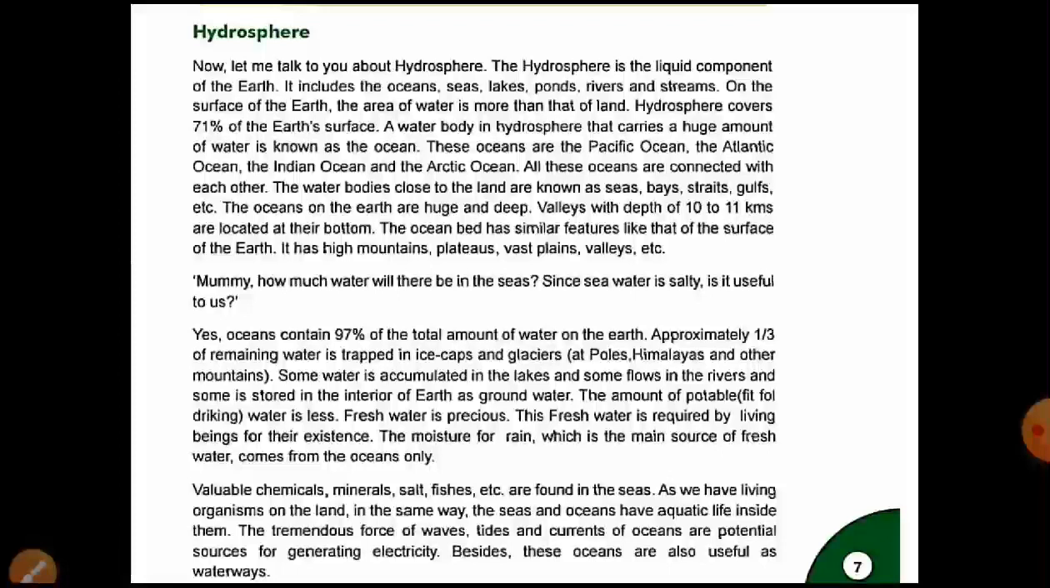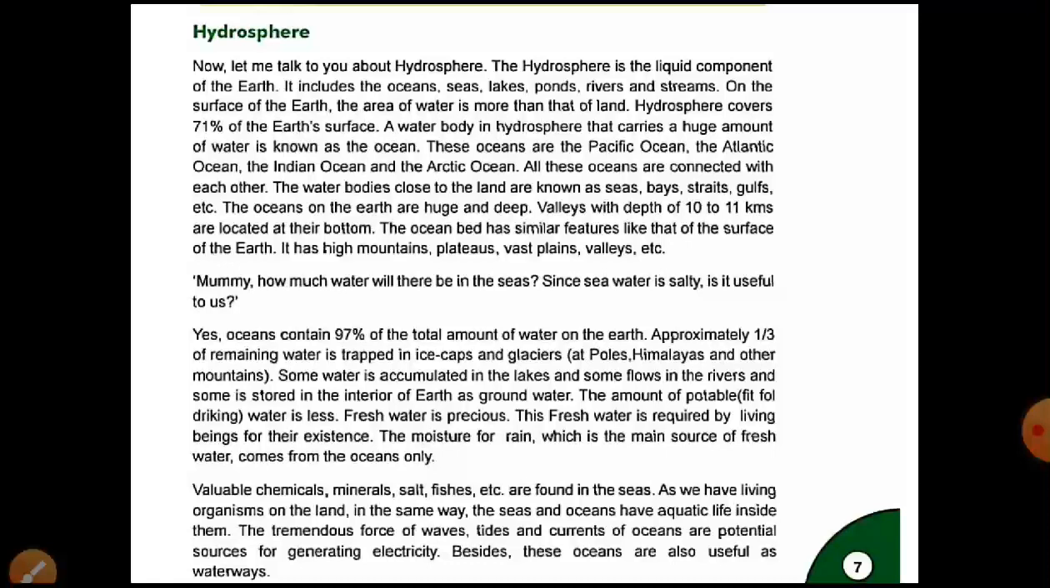Some water is accumulated in lakes, some flows in the rivers, and some is stored in the interior of the earth as groundwater. So remember how the water is distributed to different areas: as ice caps and glaciers, and in other water bodies like lakes, rivers, ponds, and the interior as groundwater.